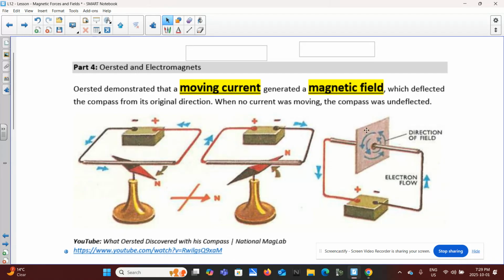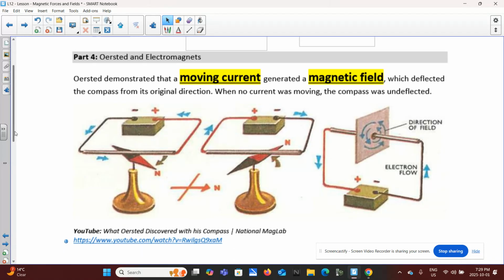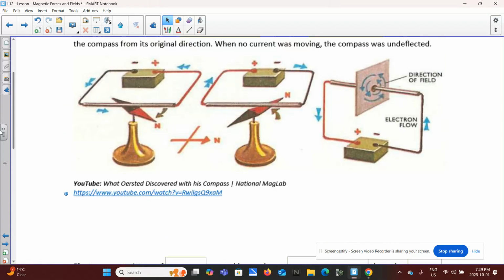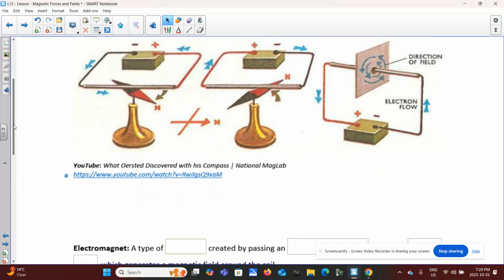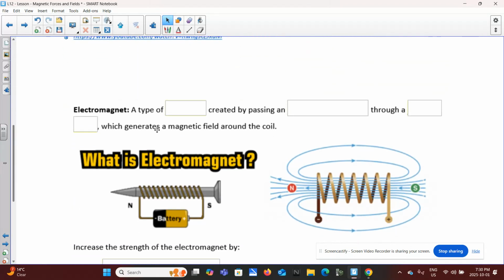Now we're going to learn a hand rule for this, where I have my electron flow, and I'm going to take my hand and orient it correctly. I don't have hands on the bottom of this one, but we are going to learn that in the next slide. We do have a quick video here for you to watch. Please do watch it. Okay, moving on.